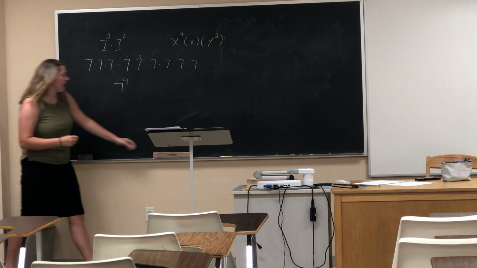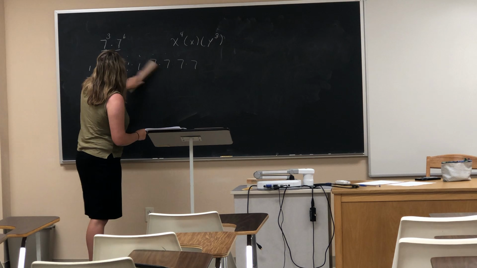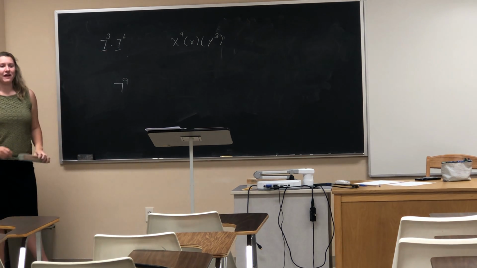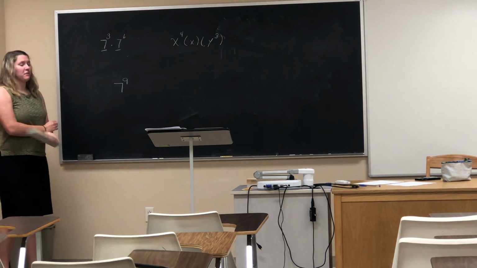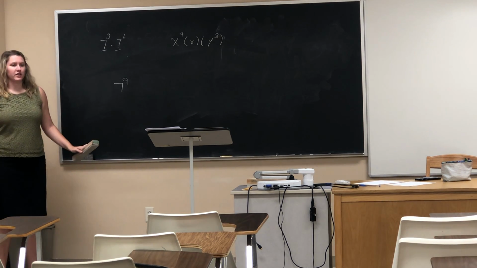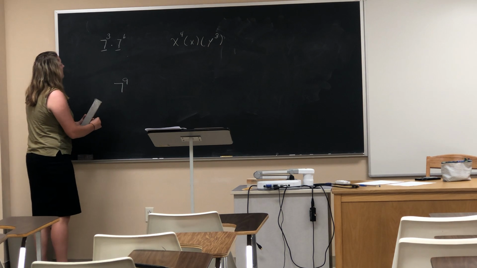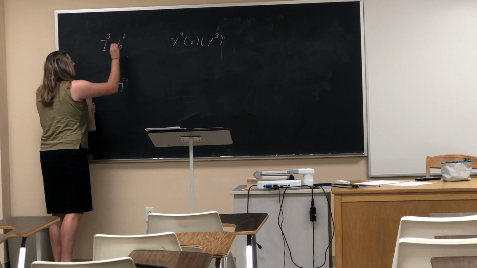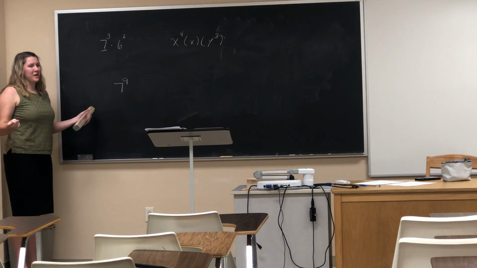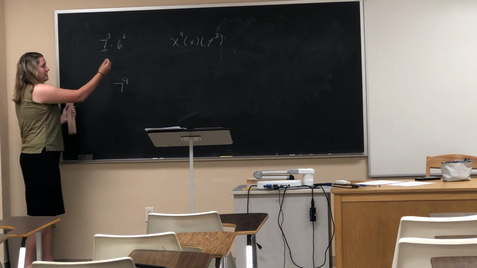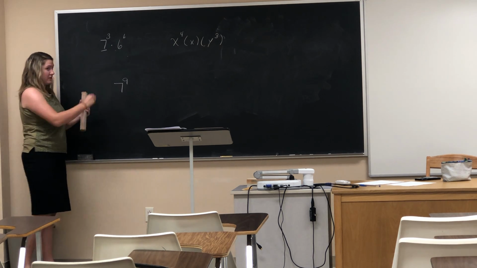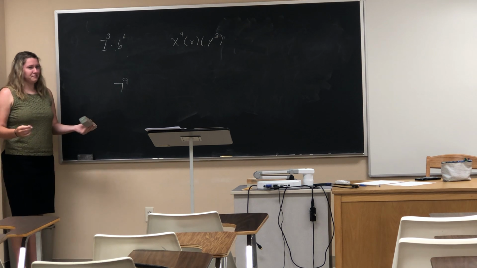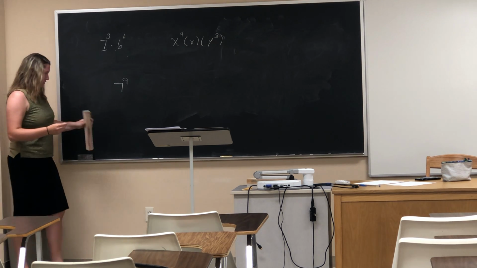But what if we had something like this? Because this is where our rule comes in: we have to have like bases. If the bases aren't the same, you can't do anything with it. So if we had 7 to the 3rd times 6 to the 6th, we wouldn't have been able to do anything with that because they're not the same. We could write out 7 times 7 times 7 times 6 times 6 times 6 times 6 times 6 times 6, but there's really nothing to do about that besides multiply it.